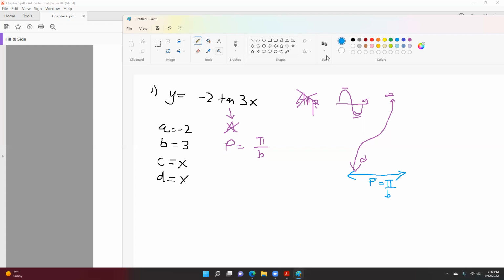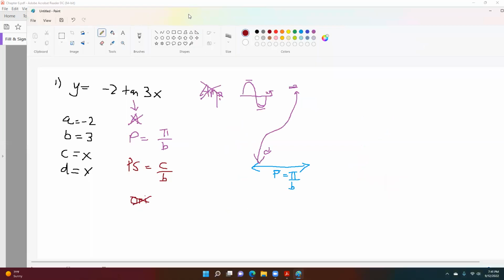We still have a phase shift. Your phase shift in this case is still c over b. And then we have d as usual, moving up and down. So it's very similar to what we did. The only differences are: 1, the tangent graph doesn't have amplitude. 2, your period is not 2 pi, your period is pi. And the third is you do not need to give me all the original points. Remember last time in sine and cosine, you gave me all the original points? No, you do not need to here.